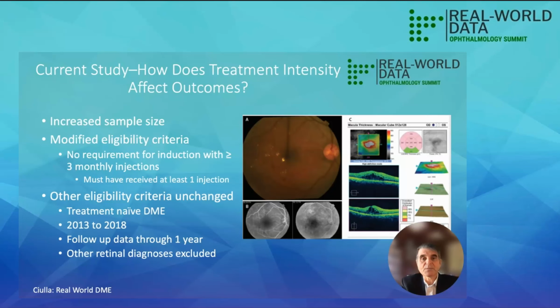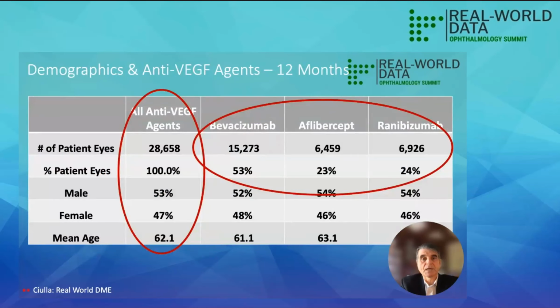In the current study, we sought to answer the question, how does treatment intensity affect outcomes at 12 months? We increased the sample size and modified the eligibility criteria. Specifically, there was no requirement for induction with 3 or more monthly injections in the first 4 months. In terms of demographics, there were nearly 30,000 eyes. Approximately half were male and half were female. Approximately half of the patients received bevacizumab as initial therapy, and the other half was split between aflibercept and ranibizumab.